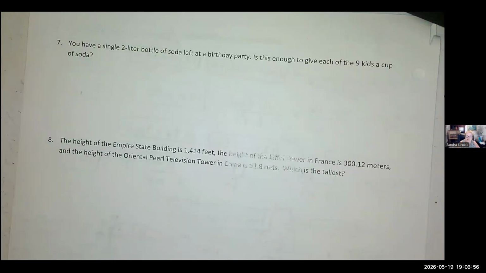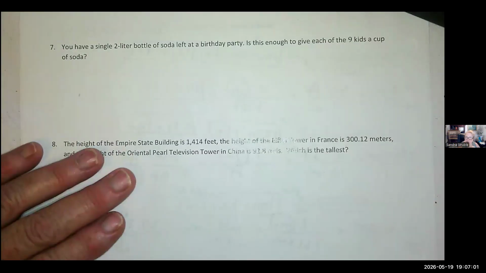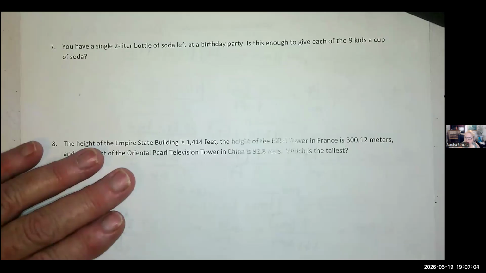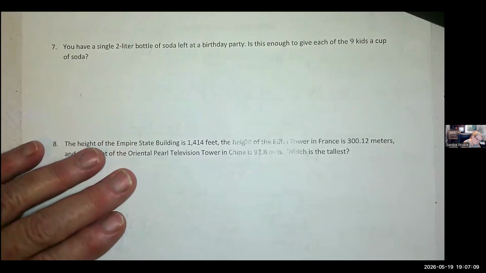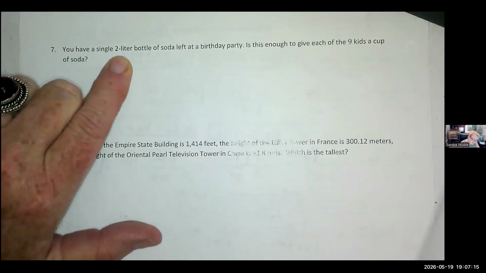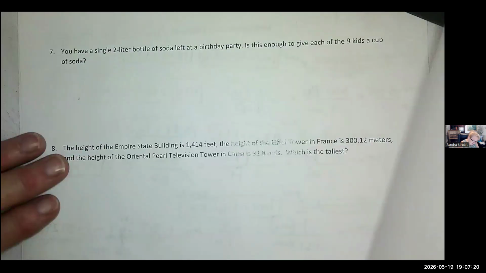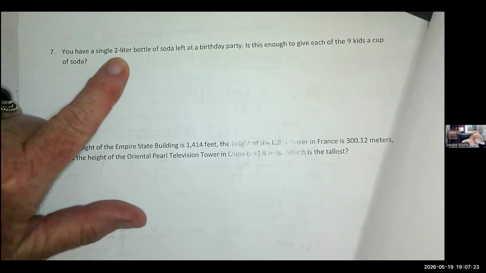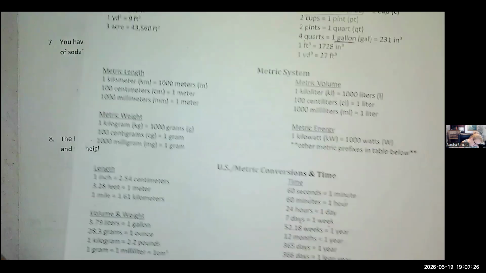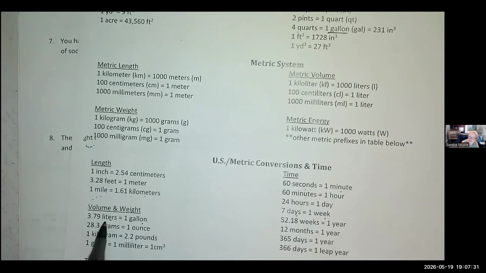All right, you have a single 2-liter bottle of soda left at a birthday party. Is this enough to give each of the 9 kids a cup of soda? Oh, let's find out. We're going to have to go from metric to American because liter is metric and cup is US. So I need to find a way to get from liter to cup. Well, I can go from liter to gallon, and it looks like I'm going to have to do that. So that'll get me to gallon, but how can I get from gallon to cup?